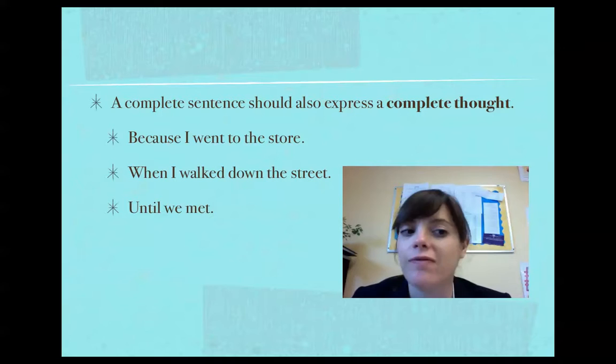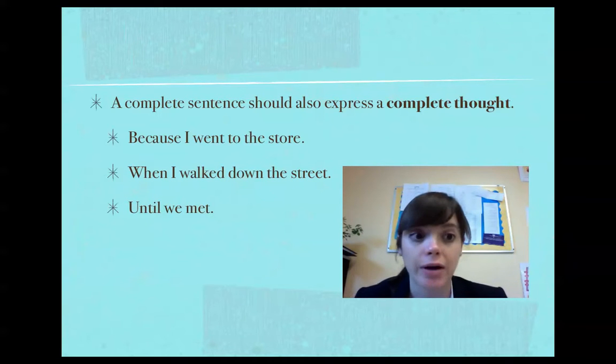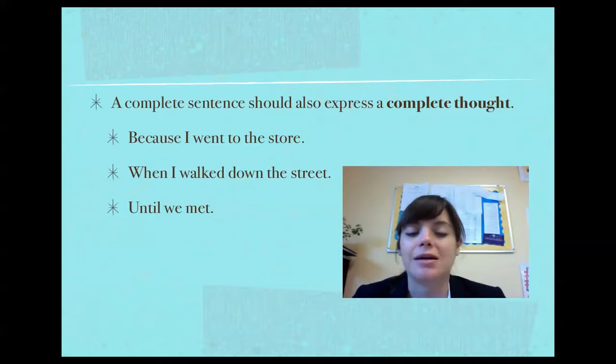Alright, so even if you have your capital letter, your end punctuation, your subject and verb, that does not mean it's automatically a complete sentence. Okay? There's one more requirement. A complete sentence should also express a complete thought. Go ahead and fill in that blank for me.